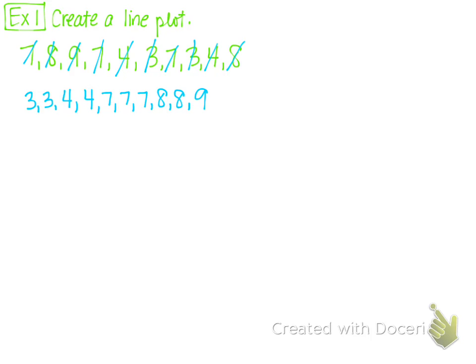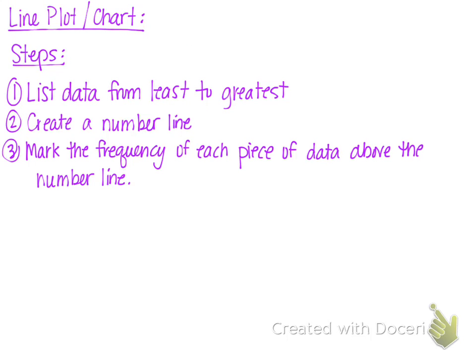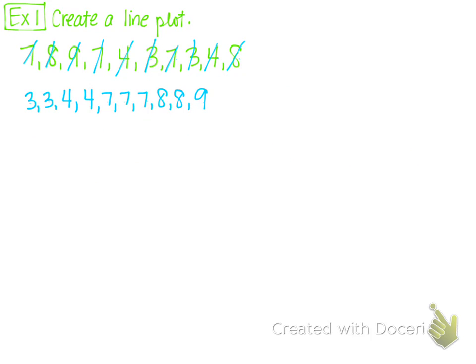So you always want to double check, and let's count the pieces of data. We have 1, 2, 3, 4, 5, 6, 7, 8, 9, 10 pieces of data, and make sure you've listed out 10. Okay, we're good to go. Step 1 is taken care of. Step 2 says we're going to create a number line. So let's create a number line now.